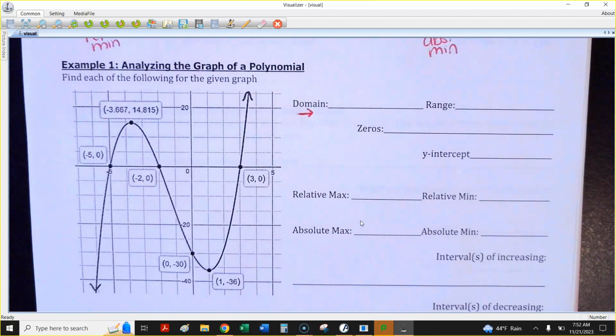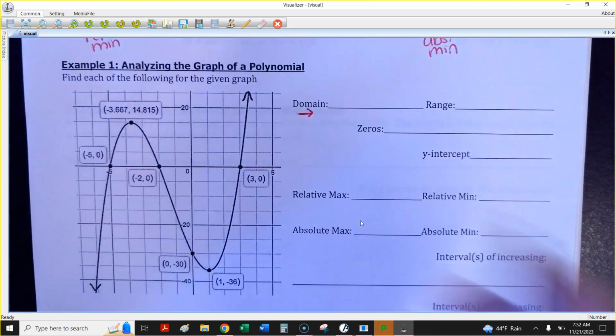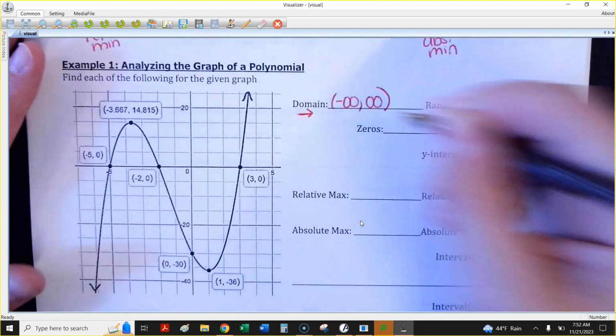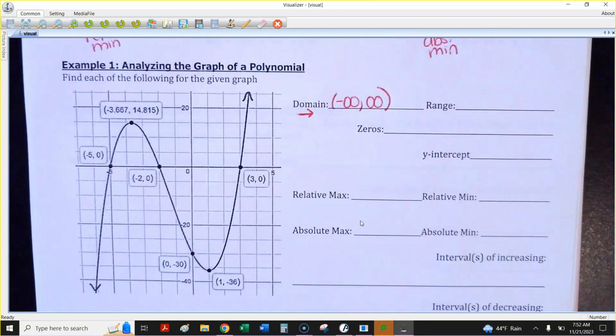What would you tell me the domain is? What are all your possible x values? What do you think? Heck yeah. I know it's going down and that's going up, but this is going to the left forever. This side's going to the right forever. So any odd degree polynomial, any one of them, any odd degree, the domain should be negative infinity to infinity.